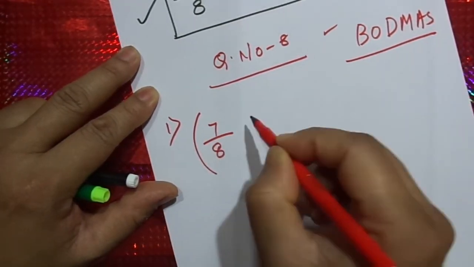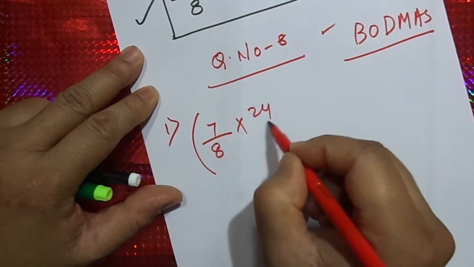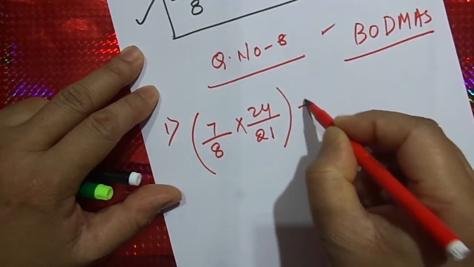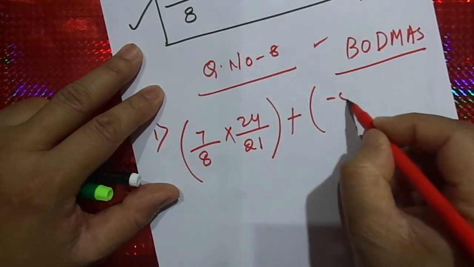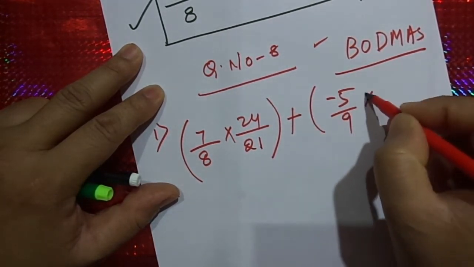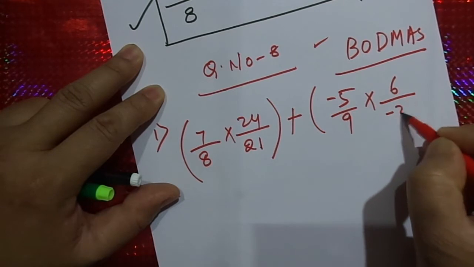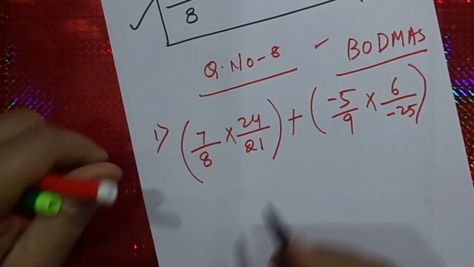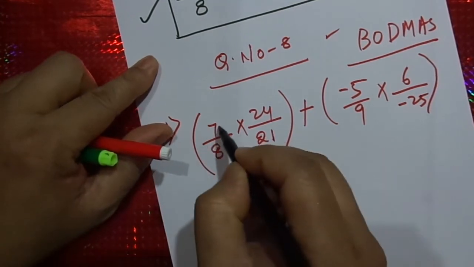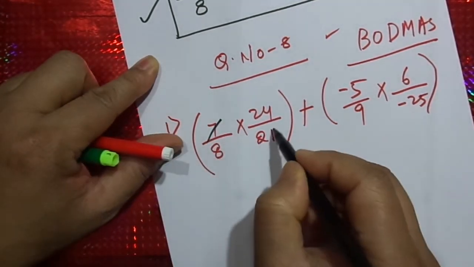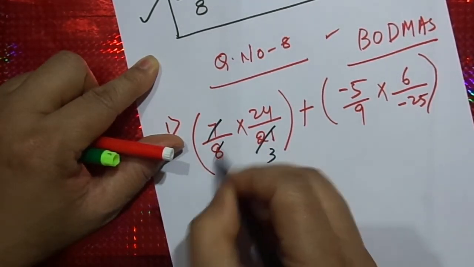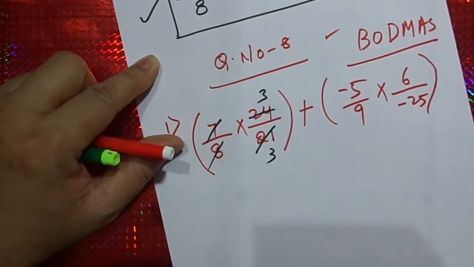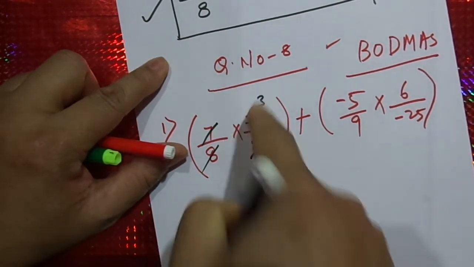7 by 8 multiplied by 24 by 21 plus minus 5 by 9 into 6 by minus 25. They are trying to confuse me. Wait, let me see, I'll confuse you. So 7 3 times. Okay, 8 3 times. Oh my god. Wait, I'll not cancel this.